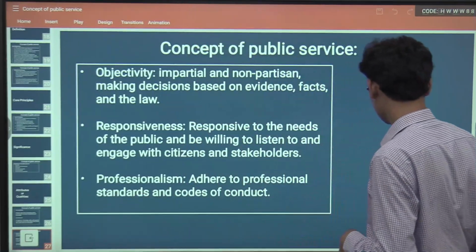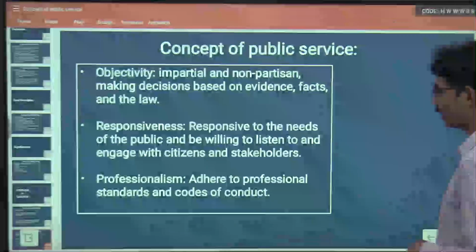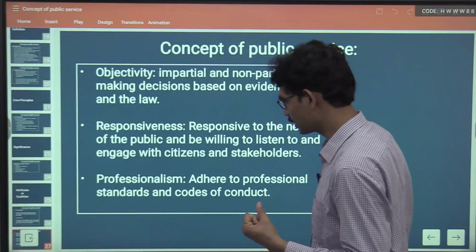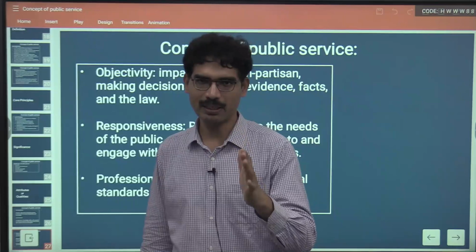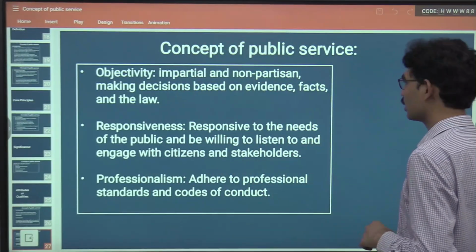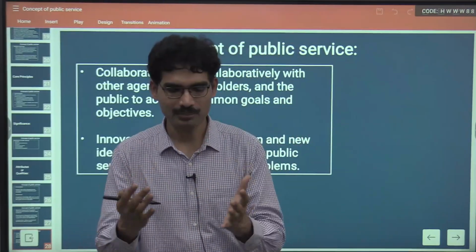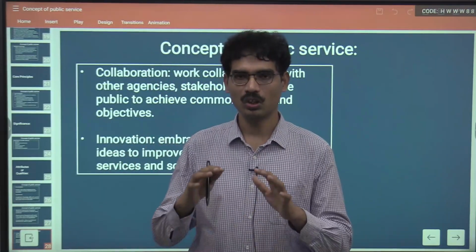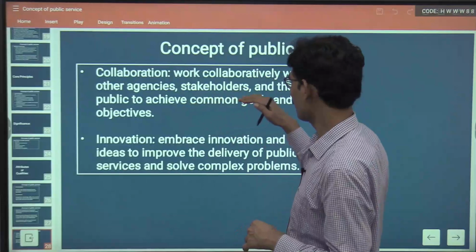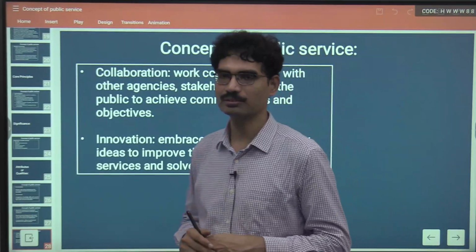Professionalism. So these are different attributes or qualities. Professionalism: adhere to the professional standards and code of conduct, systematically doing it and systematically organizing the work. Collaboration: collaborate with different departments also, collaborate with employees, stakeholders and the public to achieve common goals and objectives.